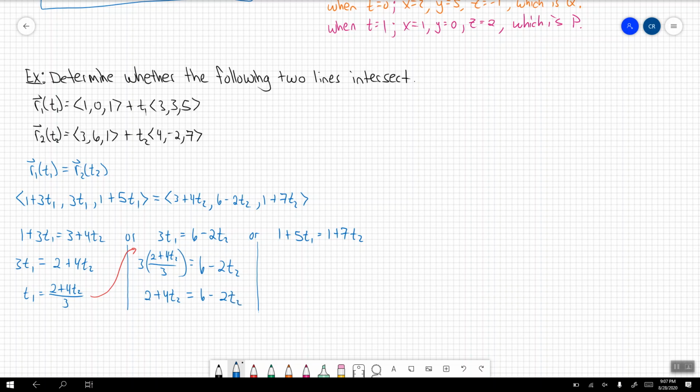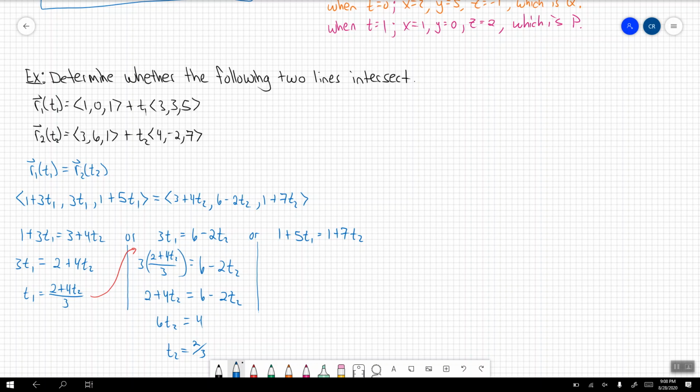That's awesome. So solving this, I can now get 6t sub 2. There we go. And then 6 minus 2, that should get us 4, which means t sub 2 is now going to reduce to 2/3.